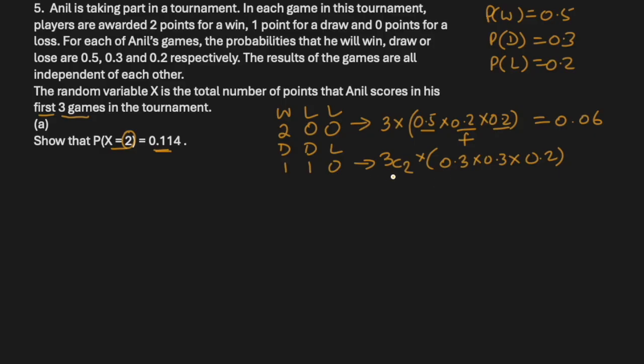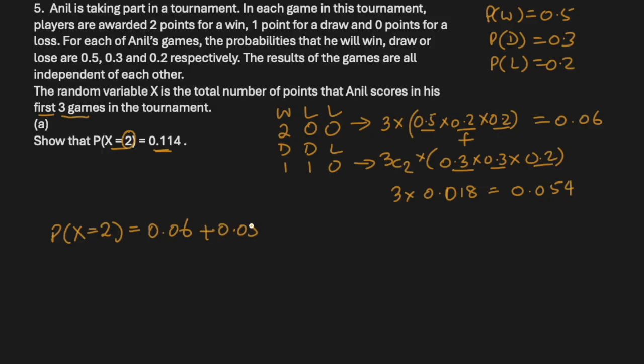Now for this one, 3C2 will be 3 again. Then we have 0.09 here, and then we'll have 0.018, which is equal to 0.054. So the probability of X = 2 will be equal to 0.06 plus 0.054, which will certainly be 0.114.